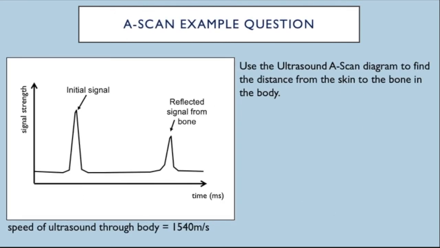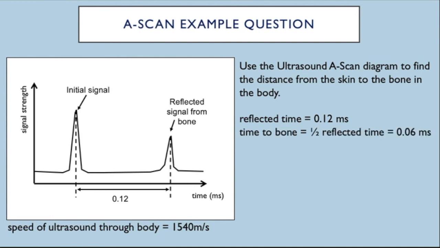So let's have a look at an example then. Use the ultrasound A scan diagram to find the distance from the skin to the bone in the body. We have been given some information: the speed of ultrasound through body is 1,540 meters per second. And we've been given the time in milliseconds between the initial signal and the reflected signal. The reflected time is 0.12 milliseconds. So that means that the time to the bone is going to be half of this time, so it's going to be 0.06 milliseconds. We've got our equation, distance equals speed times time.